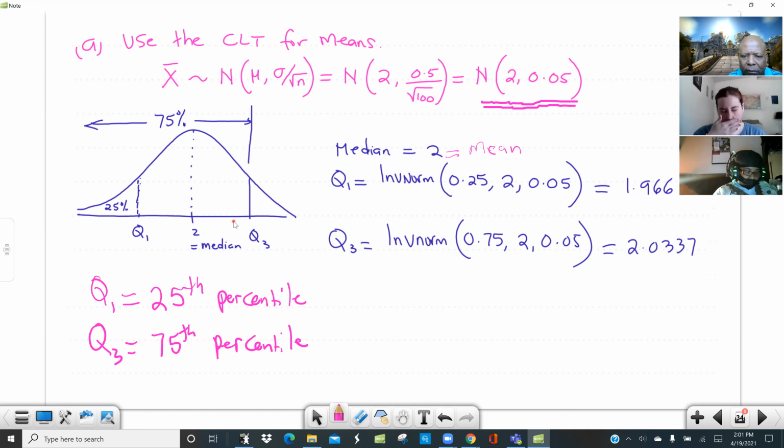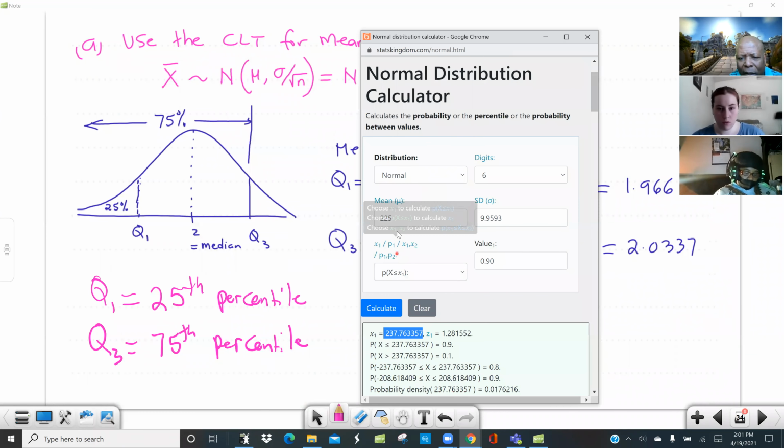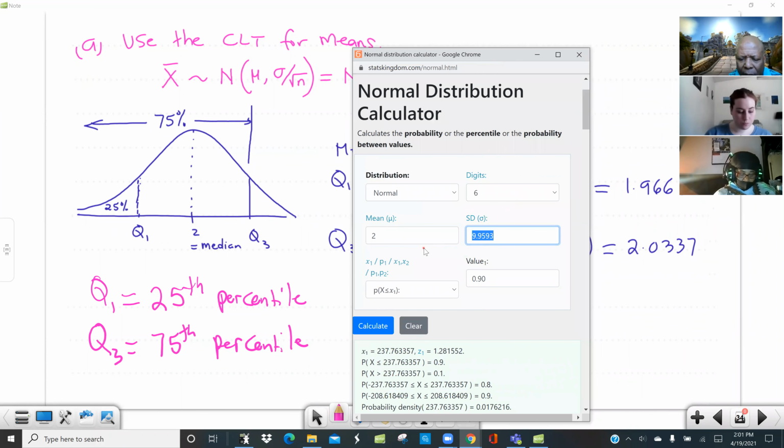What are they? We want a value which leaves 25% to its left. We want another value which leaves 75% on its left. And this calculator we have here can give us those two numbers in one go. You come here, you put the mean is 2. You put the standard deviation as 0.05. Is it 0.05? Yep, 0.05. And you can get these two numbers in one go.